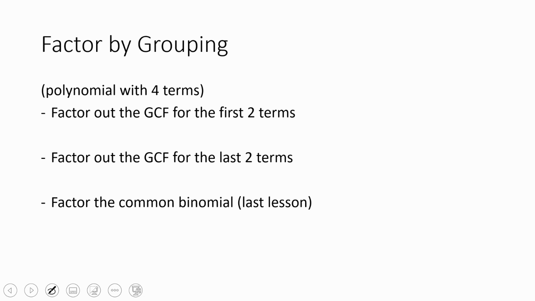Okay, so this is factor by grouping. We only have one more lesson, and this is going to set us up for that last lesson, and then we're done for the year. So exciting. When you do factor by grouping, you're given a polynomial with 4 terms. You look at the first 2 terms and factor out the GCF, look at the last 2 terms and factor out the GCF, and then factor the common binomial, which is what we did in the last lesson, the last 3 days. So it's just building an extra step onto what we just did.